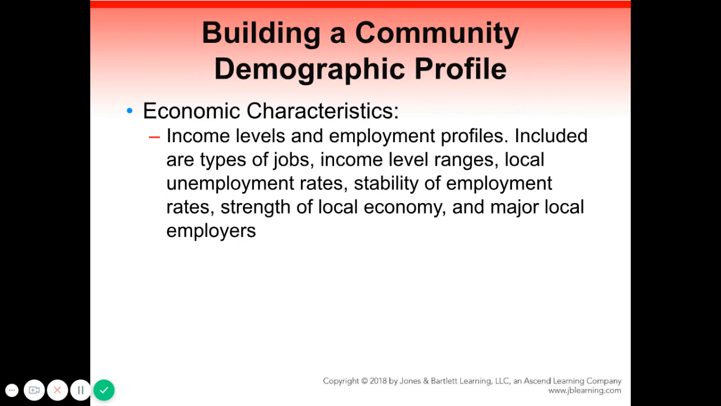The economic characteristics, the income levels and employment profiles. Included are the types of jobs, income level ranges, local unemployment rates, stability of employment rates, strength of local economy and major local employers. That's definitely where your local chamber of commerce can help you with some of that, especially the employment information.